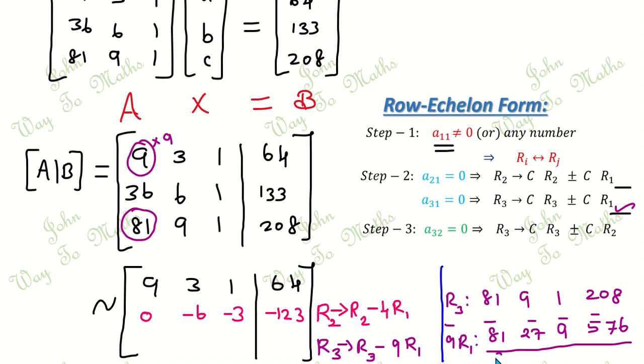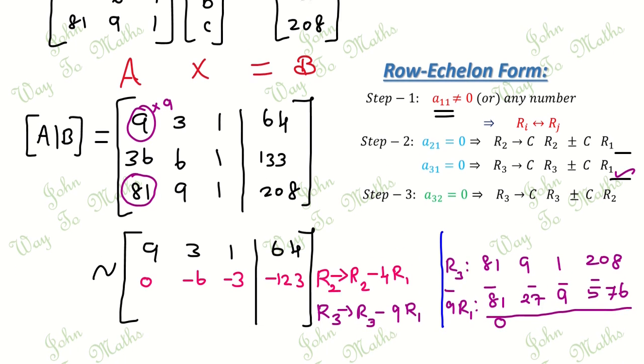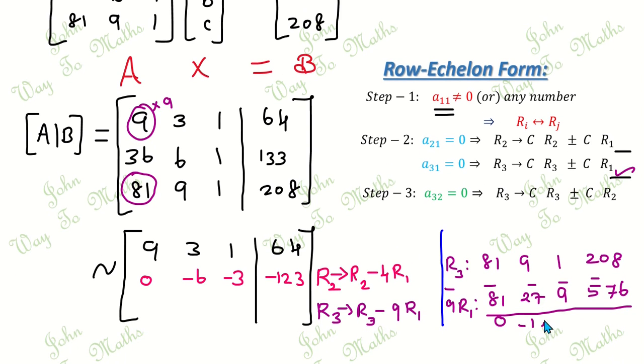So here I'm going to apply minus. 81 minus 81 becomes 0, 9 minus 27 becomes minus 18, then 1 minus 9 becomes minus 8, then 208 minus 576 becomes minus 368. So now I'm going to apply this value here: 0, minus 18, minus 8, minus 368.